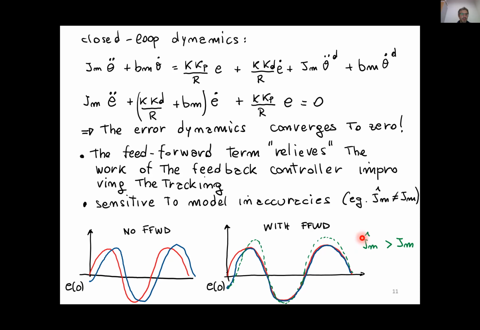However, if you have a wrong estimation of the inertia of the motor, for example, you think the inertia is bigger, you provide more voltage than is needed, and you can have overshoots, or you might have bad tracking as well. So be careful with the feed-forward action, and be sure you have a proper model for that.